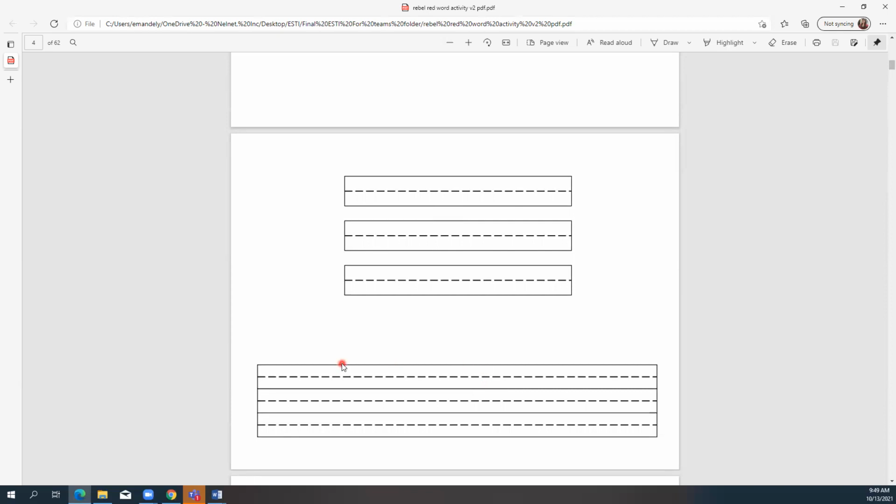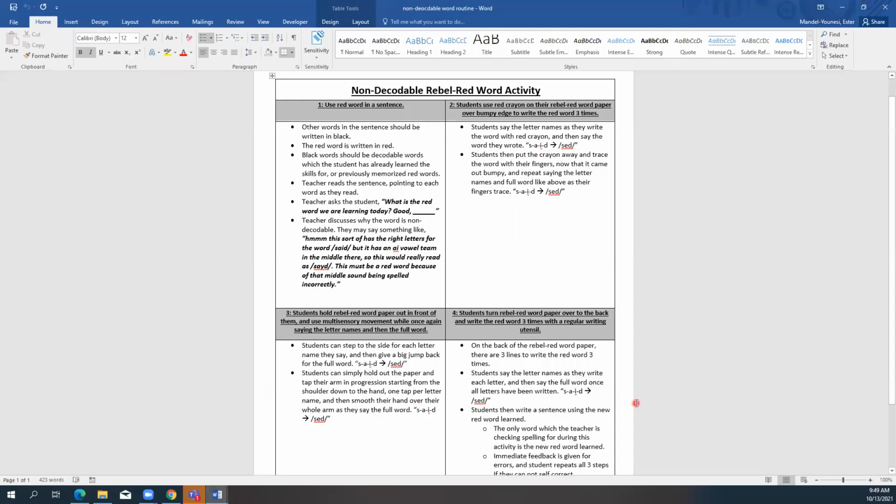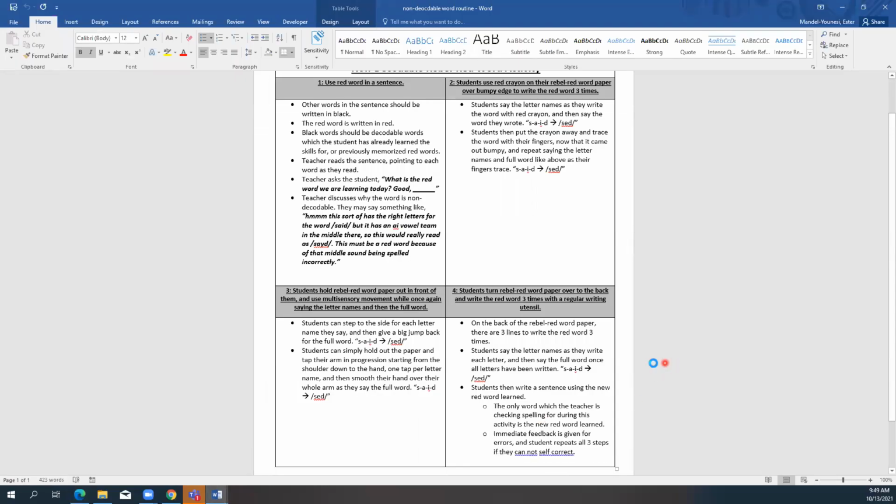Just remember H-A-V-E, have, right? Today, that's what we're learning. So don't worry about the spelling and the penmanship and the capitalization of any other thing. The only word you're checking here is that word that you learned as a non-decodable word, and this one was have. And you can compile these in the packet.